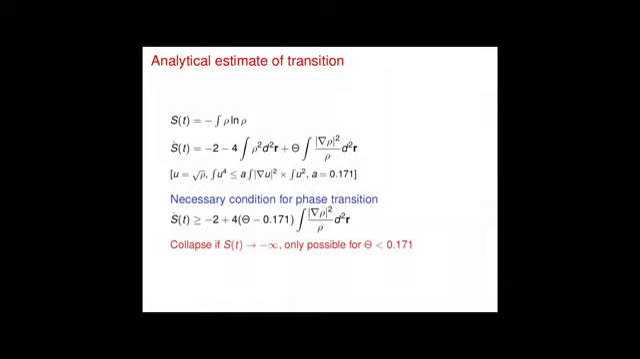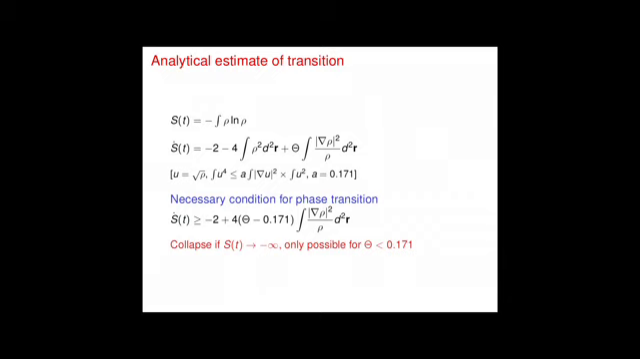So in order to have a collapse, S has to go to minus infinity, and we see that this is only possible if this term is negative, and then it's only possible with theta smaller than 0.17. Okay, so this inequality is not saying that there is a collapse for this reduced temperature, but that there could be a collapse for this reduced temperature.